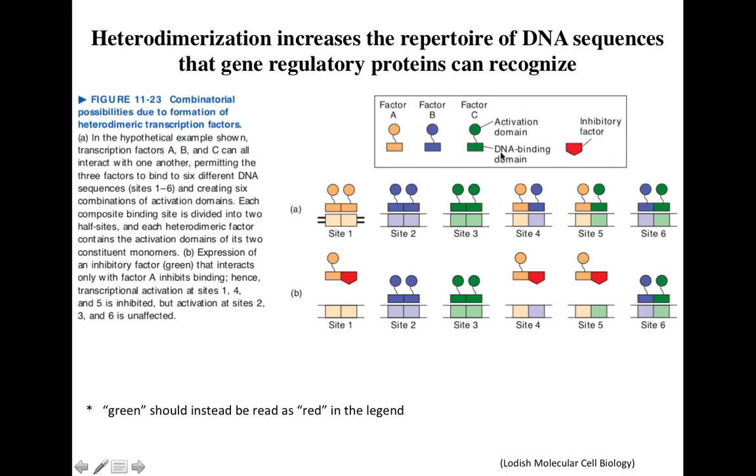So what is the advantage of having this heterodimerization? Why do we say that heterodimerization increases the repertoire of DNA sequences? How could they recognize different sequences? If we talk about homodimers, then a homodimer of two factor A monomers would be able to recognize only one DNA sequence. A homodimer of factor B can recognize site 2, while a homodimer of factor C can recognize site 3.